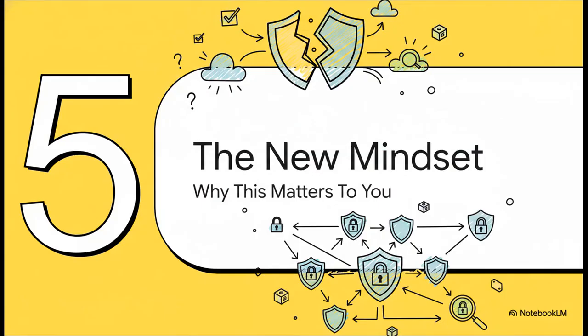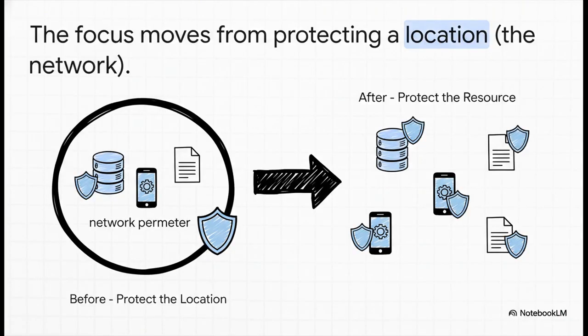All right, so as we start to bring this all together, it's pretty clear that this whole Zero Trust thing isn't just about buying some fancy new software. It's a totally different mindset. It's a fundamental shift in how we approach security itself. And if you remember one thing from this, make it this. For so long, security was about protecting a place, the network. Zero Trust says that's the wrong game. You don't protect the building, you protect the person. The real goal is to protect the resource, your actual data, your apps. Security isn't tied to a location anymore. It's something that travels with your data, wherever it goes.